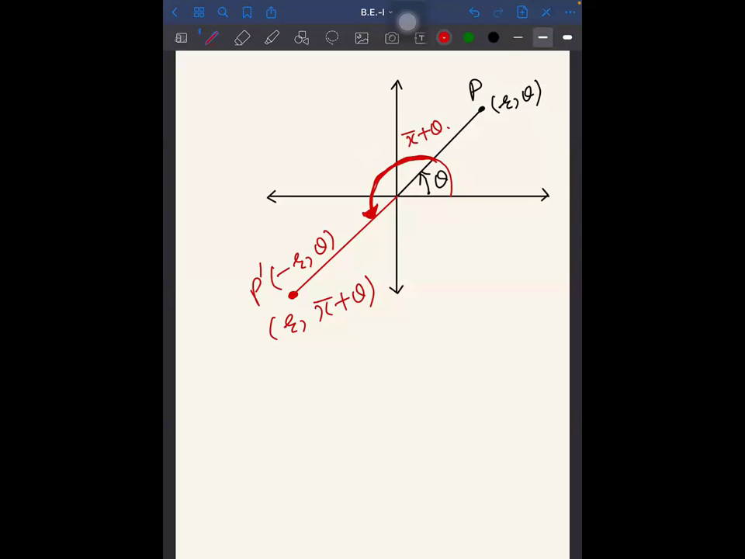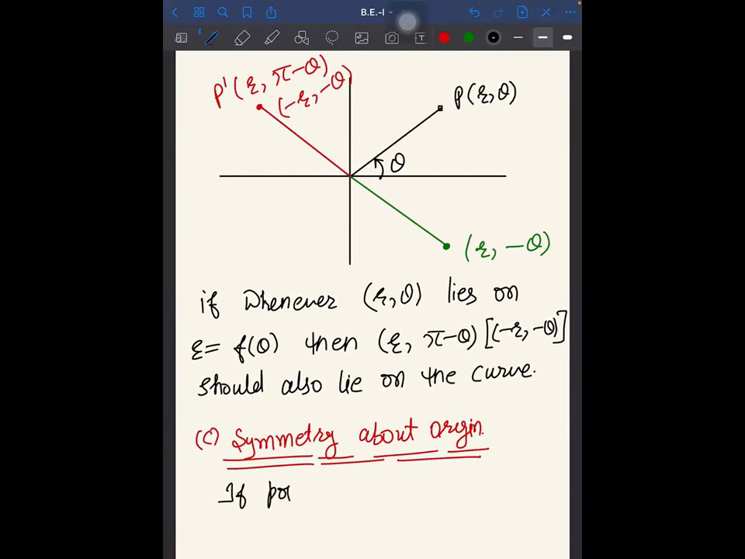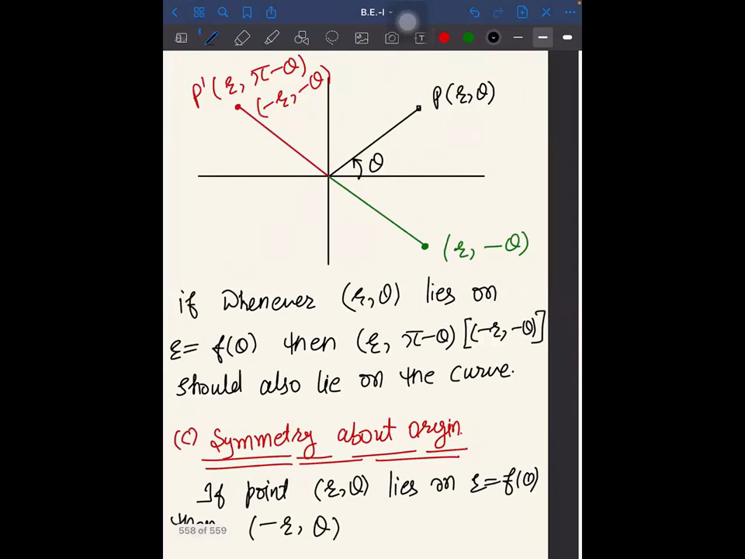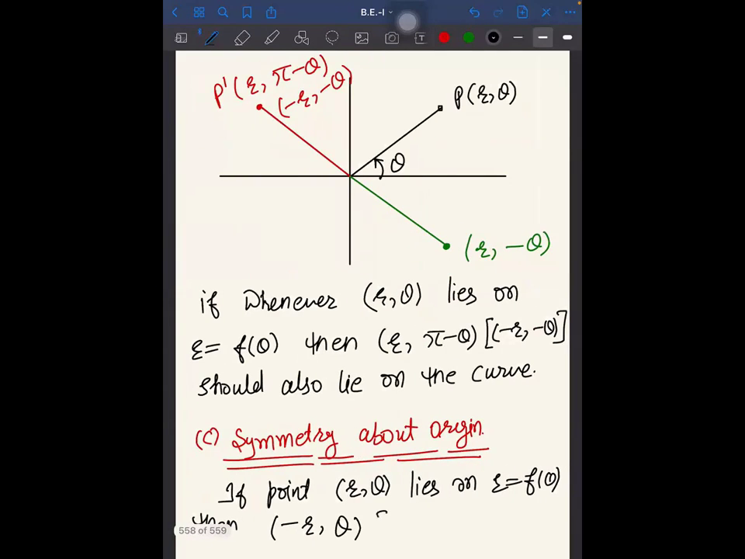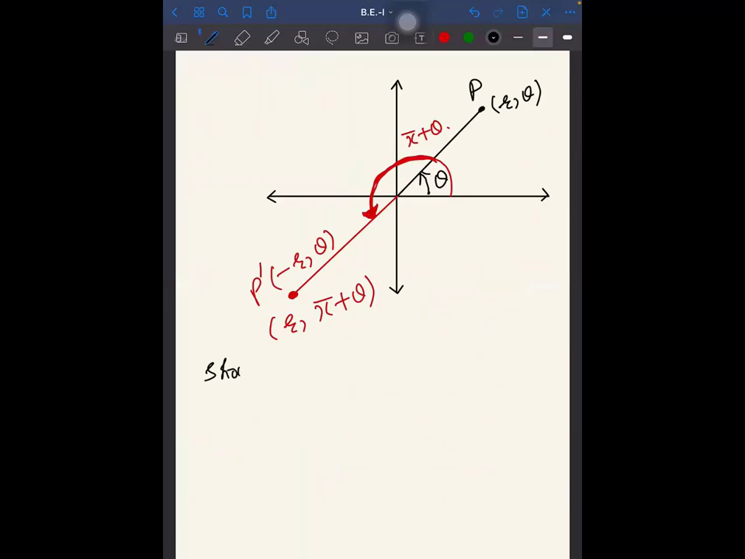Right? Yes, sir. So we'll say that if point (r, theta) lies on a given curve, let's say r is equal to f of theta, then (minus r, theta), this is the form, or equivalently (r, pi plus theta), should also lie on the curve. It is easy, did you understand?